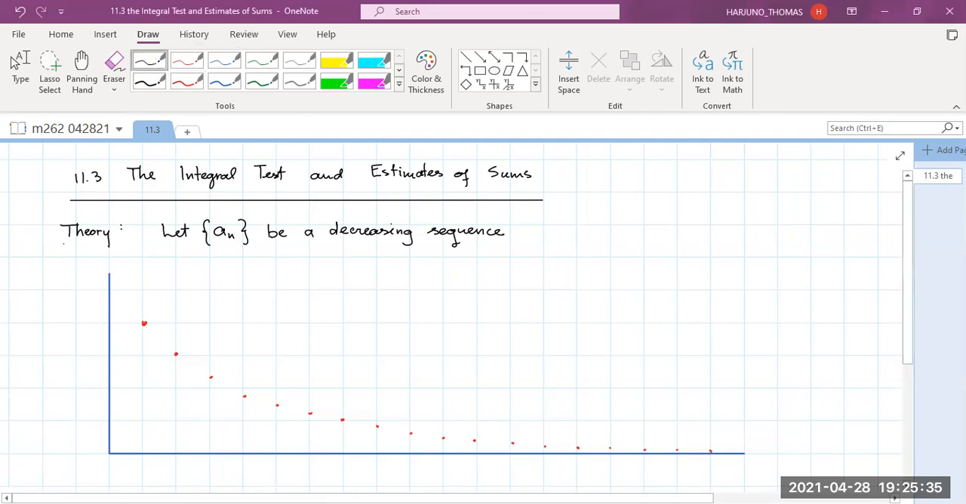Okay, now the integral test will be done in the following way. Suppose you have a sequence that is decreasing, and when I plot the sequence, let's say it looks like this. So this is for n equals 1, n equals 2, n equals 3, n equals 4, and on. I think I draw too much of this, but okay then.